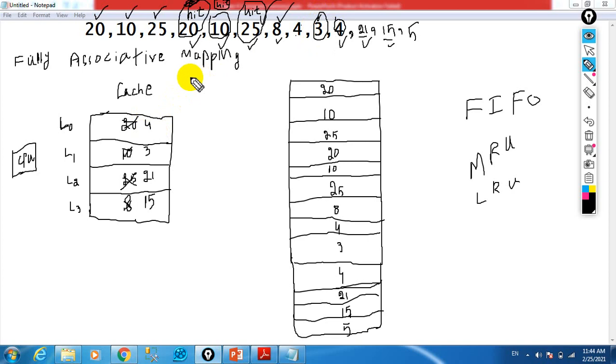According to least recently used, 4 is not the least recently used, because 4 was hit once; it was accessed once here. Compared to 3, 4 is most recently used. Now according to FIFO, 4 should be replaced, okay, but according to the least recently used algorithm, 3 should be replaced. So here we will put 5.